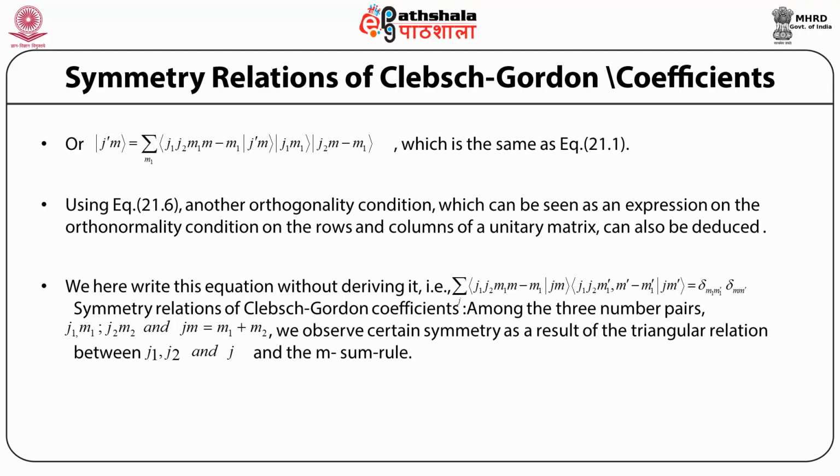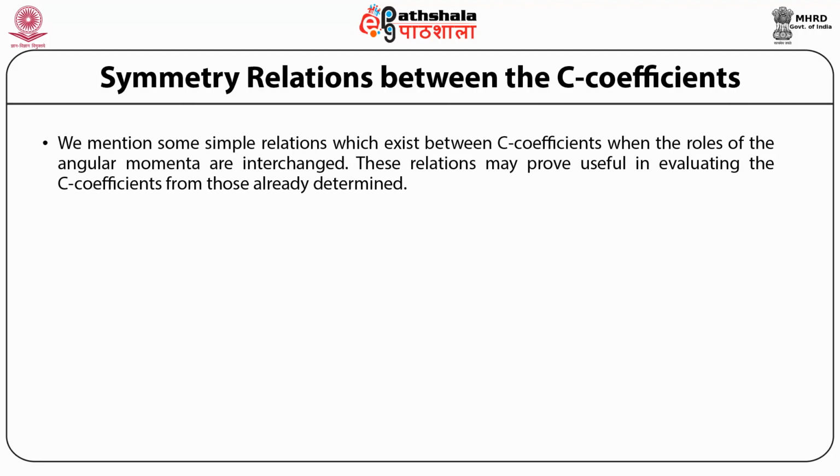Symmetry relations of Clebsch-Gordan coefficients. Among the three number pairs j1 m1, j2 m2 and jm, with m equal to m1 plus m2, we have observed certain symmetry as a result of the triangular relation between j1, j2 and j, and the m-sum rule. We mention some simple relations which exist between C coefficients when the roles of the angular momenta are interchanged. These relations may prove useful in evaluating C coefficients from those already determined.